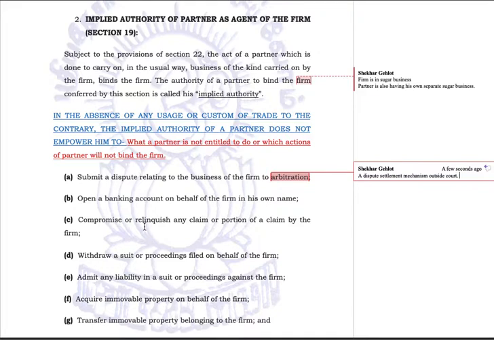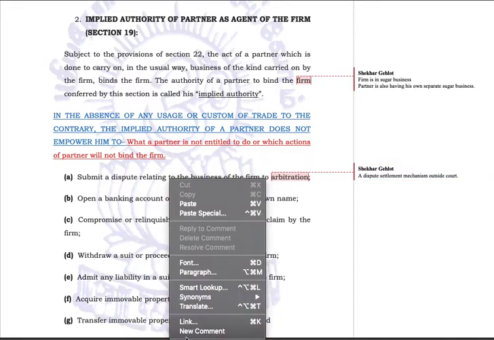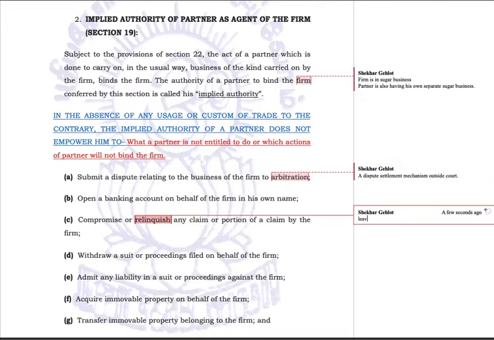Compromise or relinquish any claim or portion of the claim by the firm. Compromise means settle. Relinquish means leave or forego.